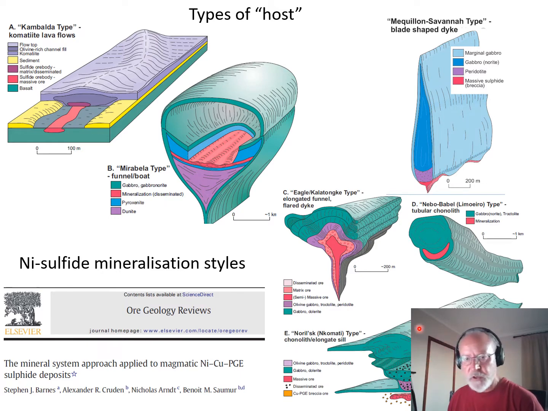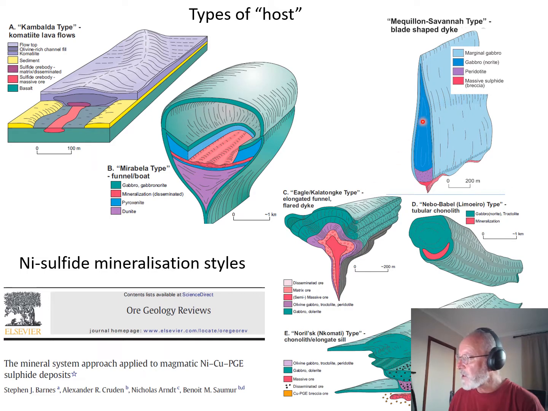These are the Norilsk chonolith type intrusions, these horizontal tube-shaped sills. But the one I want to focus on now, because I think these are the ones that really give us a clue to what's going on. There are quite a number of deposits, and more that we're recognizing now, which are forming in what we call blade-shaped dikes, or in things like elongate funnels or flared dikes, which are basically dike-like bodies that open up into tubes or wine glass type geometries.